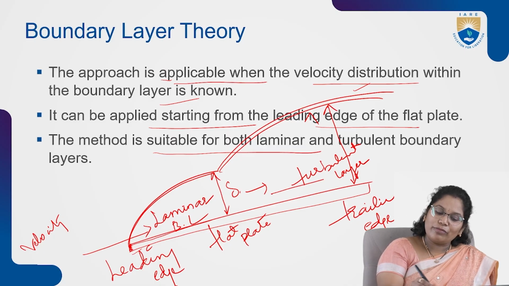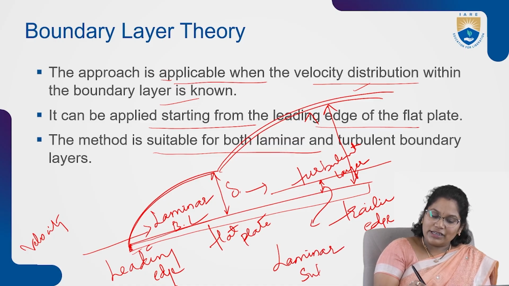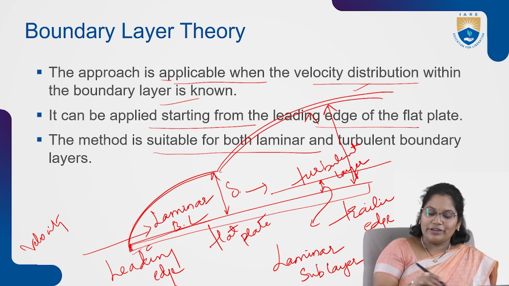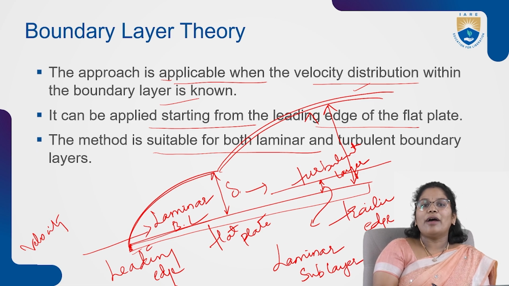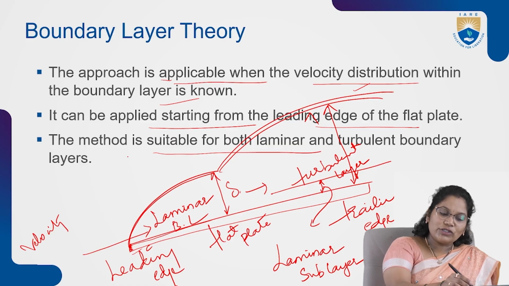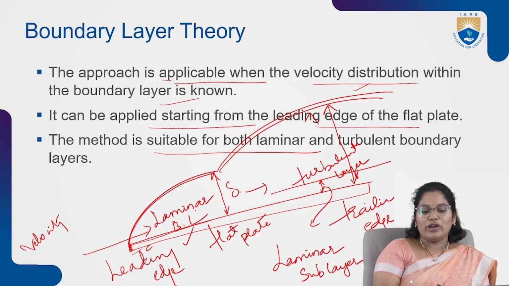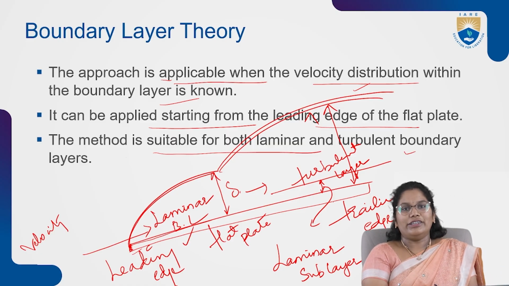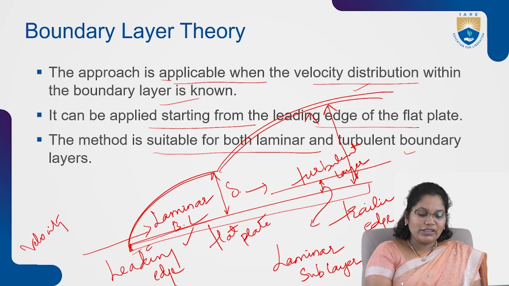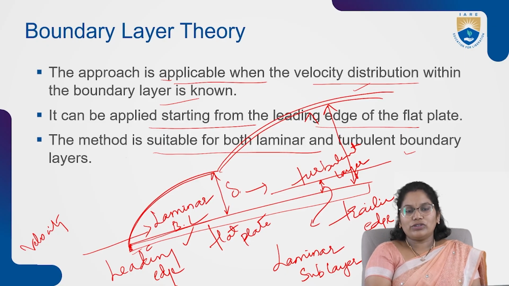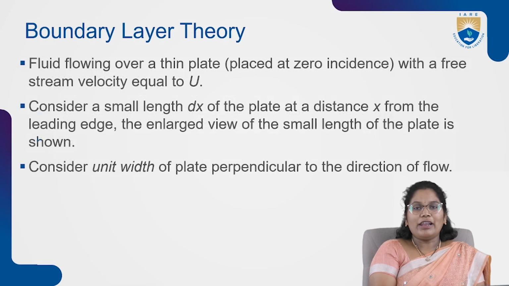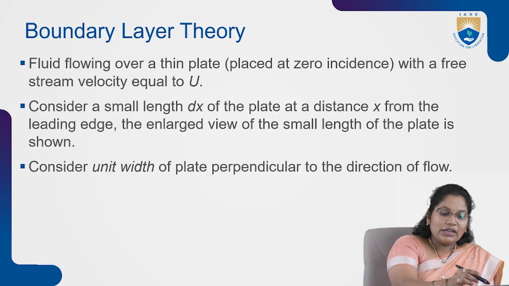In the turbulent boundary layer, again we have seen a small portion. That small portion we are calling a laminar sublayer. This is the laminar sublayer, right? So it is suitable for both the laminar boundary layer as well as turbulent boundary layers. So von Karman's method is used to determine all these things, and applications also we have seen, right?